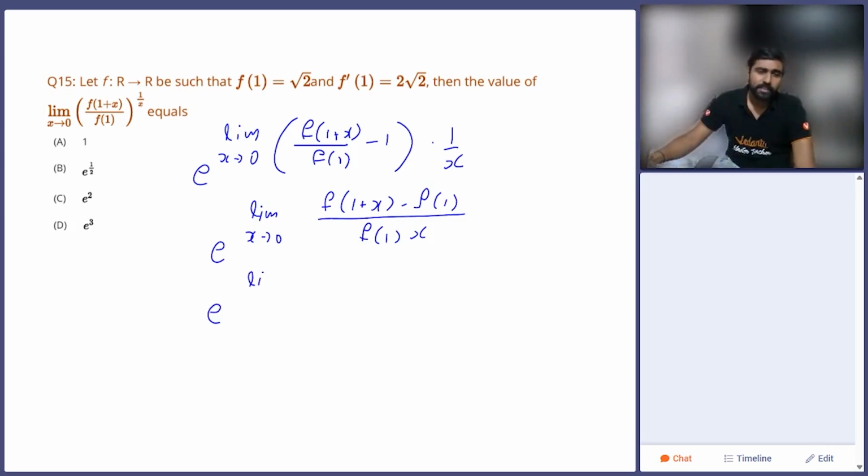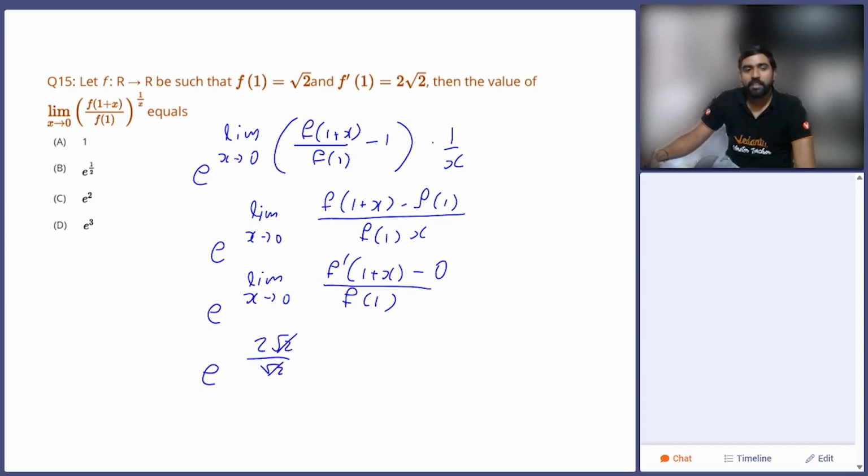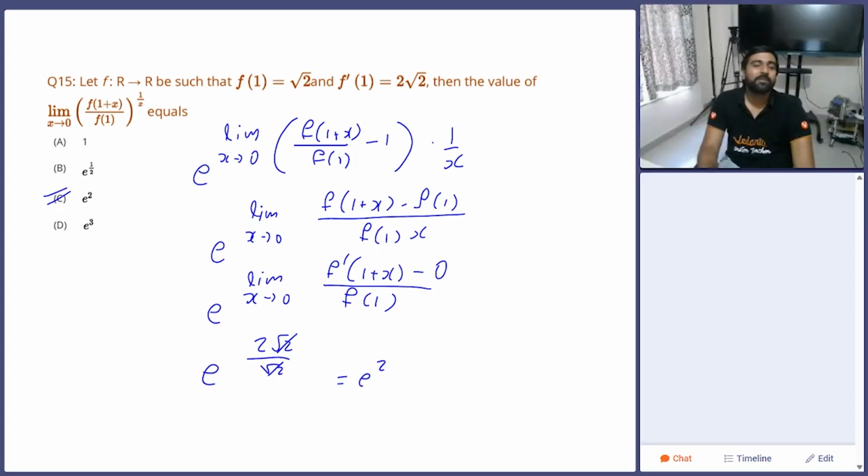Let's go for L'Hopital's. I'll get e power limit x tending to 0, f dash of 1 plus x minus 0 divided by f of 1, which is e power f dash of 1 is 2 root 2 divided by f of 1 is root 2, cancels out, gives you e square. Option C as the answer for this question.